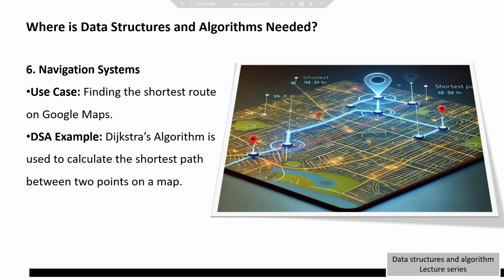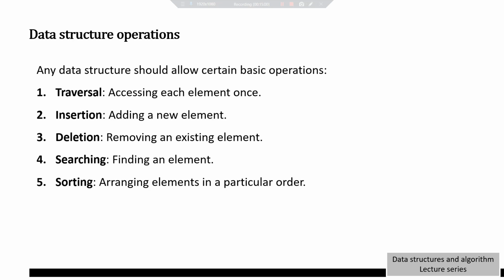The sixth application is navigation systems, finding the shortest route on Google Maps. Dijkstra's algorithm is used to calculate the shortest path between two points on the map. The map suggests the shortest distance or shortest path which will take you to the destination in the shortest possible time.